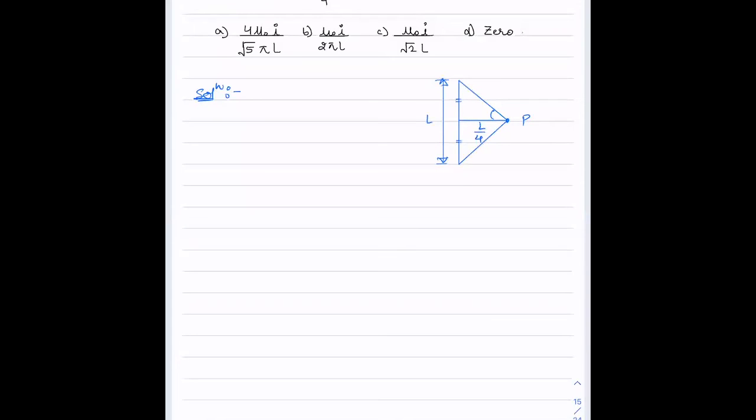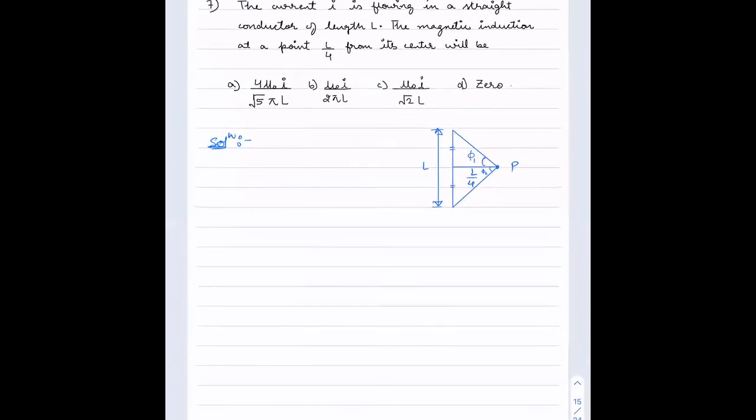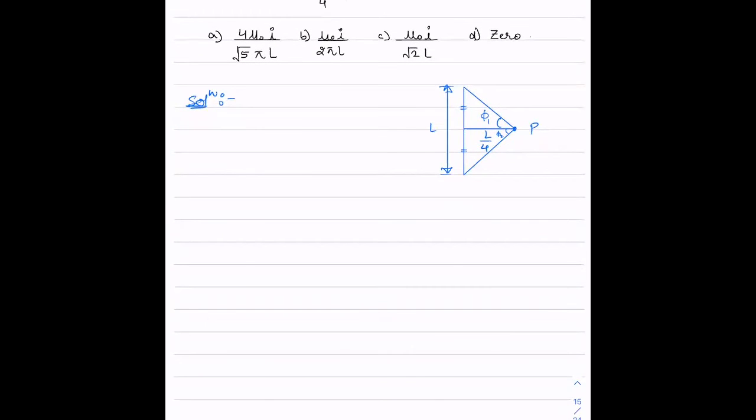Now I have to calculate this angle, which is phi 1, as well as this angle, which is phi 2. And one more thing I shall tell you, phi 1 and phi 2 will be the same. Phi 1 must be equal to phi 2. There is no doubt about that.